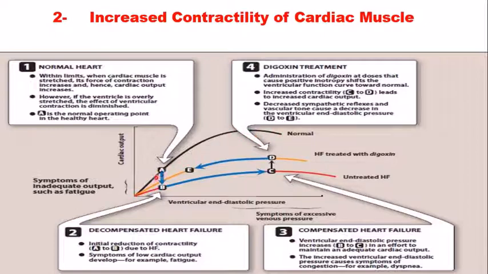What happens in heart failure? The cardiac output decreases. Initially, there is a reduction of the contractility due to the heart failure. Symptoms of this low cardiac output develop, that is fatigue. The heart becomes fatigued, meaning cardiac output decreases and contractility decreases. Here is the decompensated heart failure.